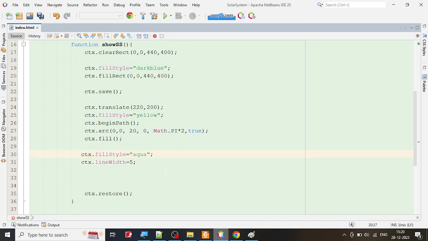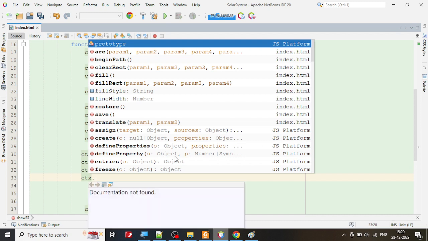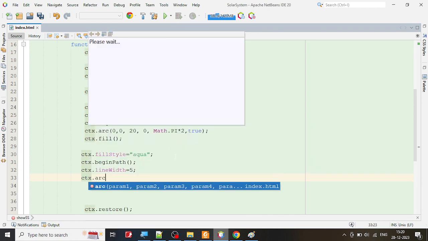Before I do anything, you know very well, after you set this, the next one is begin path. Before you draw whatever you want, start by saying begin path. Now the story remains the same. You cannot draw a circle directly, so what you are going to do is create the arc. Okay, as simple as that.